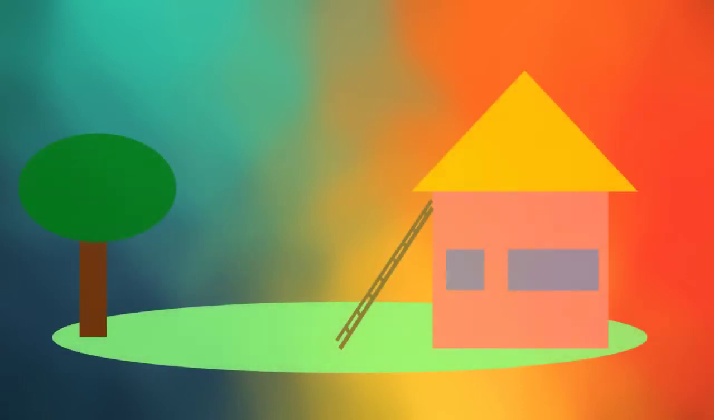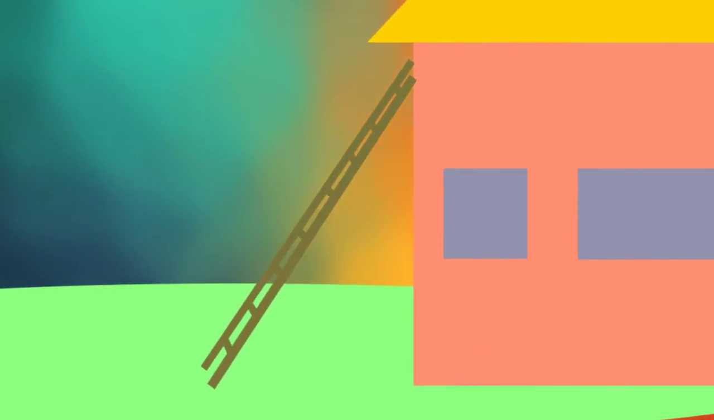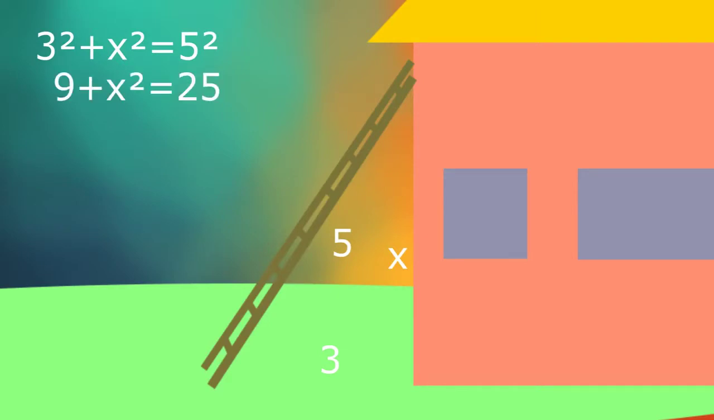Okay, let's move on to the next example. What if you are at the top of the ladder and you fall down? How long would you fall? We can calculate that. We know that the distance between the ladder and the house is 3 meters. And we know that the ladder is 5 meters long. So 3 times 3 equals 9, and 5 times 5 is 25. Then we subtract 9 from 25.